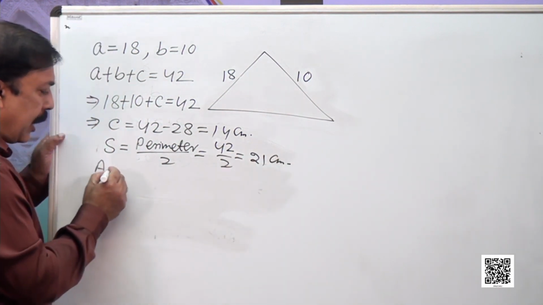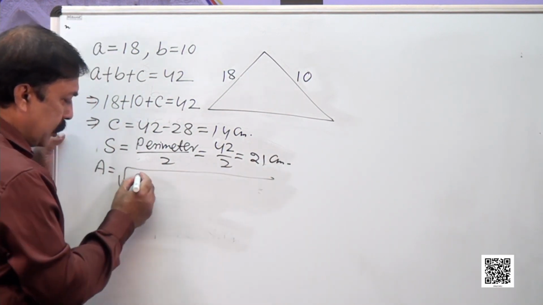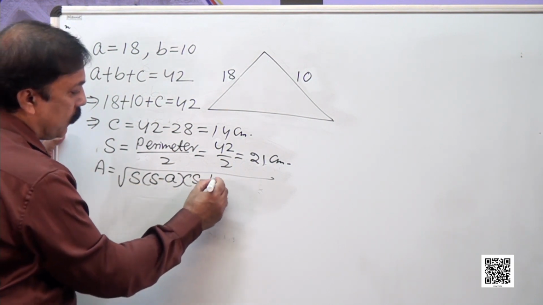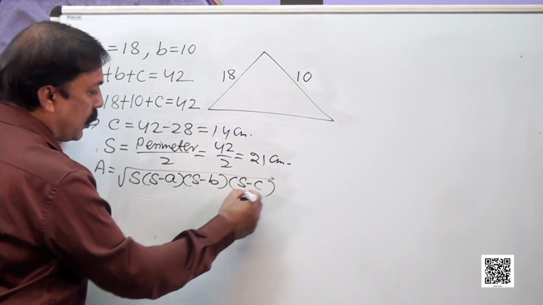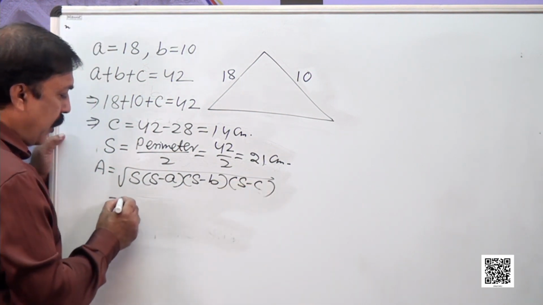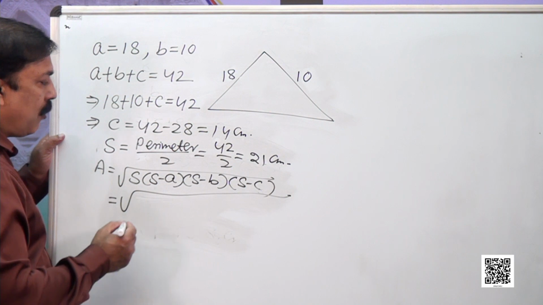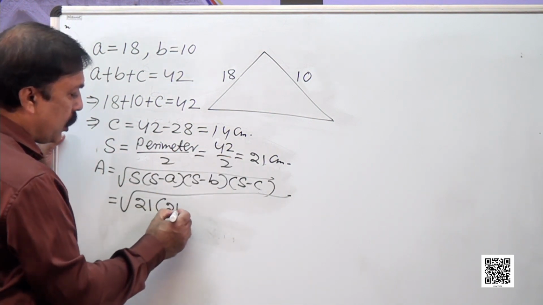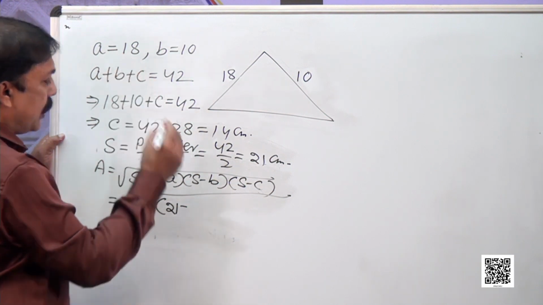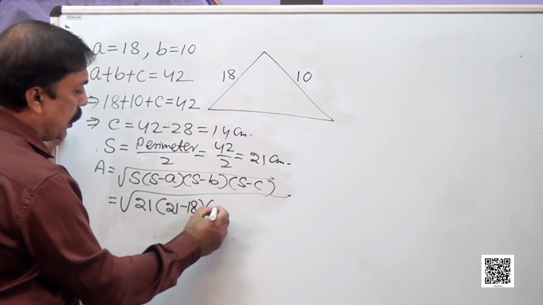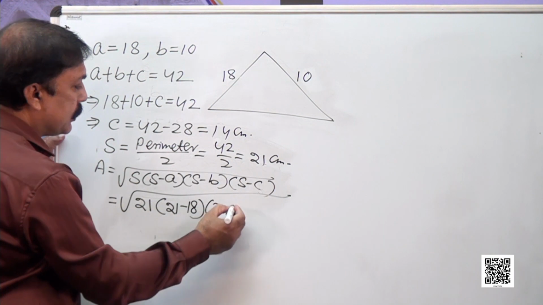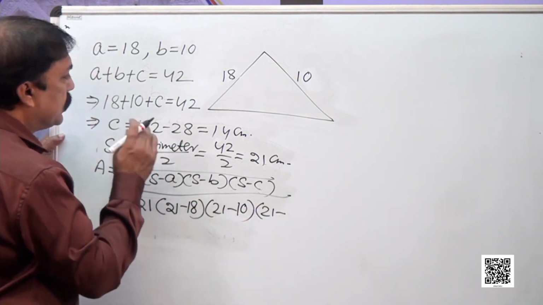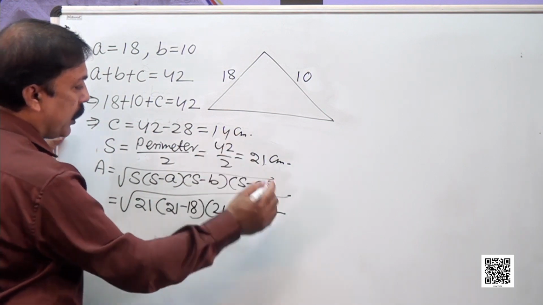Then what is the area? Area is square root of S into S minus A into S minus B into S minus C. What is the value of S? The value of S is 21. So 21 into 21 minus A, which is 18, again 21 minus B, which is 10, and 21 minus C, which is 14.